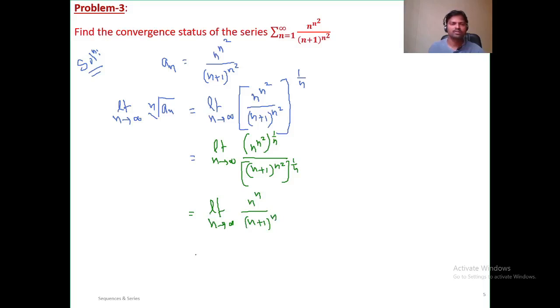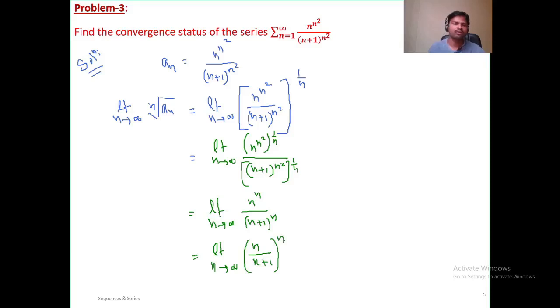Okay, next what to do? Our main goal is to find the limit of this value. Whatever method you can apply, you can apply the squeeze method or sandwich theorem, both are the same. Whatever technique you apply, the thing is we need to find this limit value. That is our goal. So then I can write limit n becomes large, n upon n plus 1 whole to the power of n.